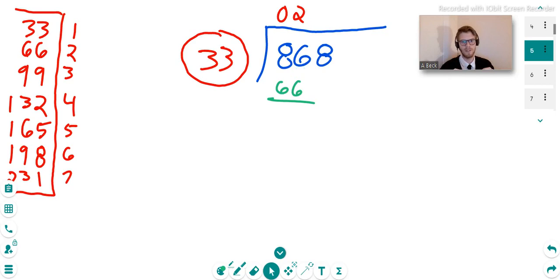Next thing you have to do is you just have to subtract. So you have your 86, you minus 66, minus your QD number. It's under the dividend. QD is under the dividend. We minus 6 minus 6 is 0. 8 minus 6 is 2. Okay, 33 does not go into 20.